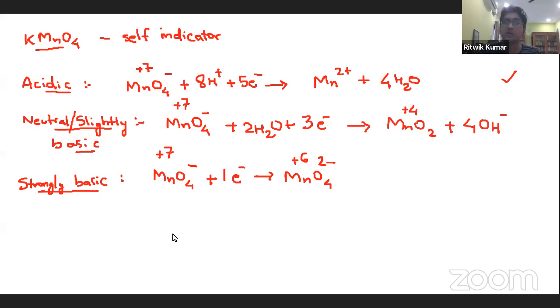Then we have potassium dichromate. Potassium dichromate only acts as an oxidizing agent in acidic medium. This is not a self indicator. You'll have to add some other indicator, depending on the reaction and whatever indicator functions in that pH range.